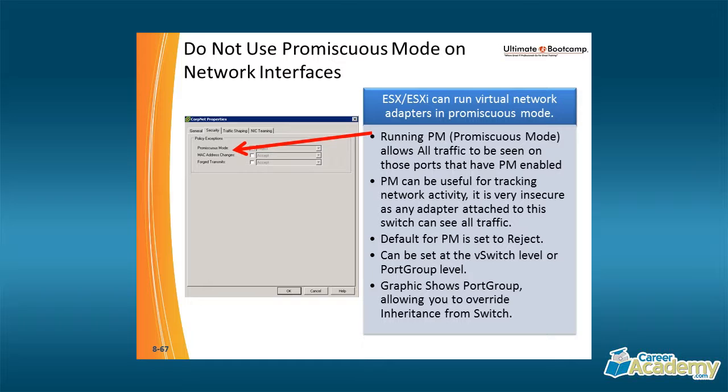So it's set to reject by default. We recommend leaving it at that level. It can be set at either the virtual switch level or the port group level, and that's what we want to keep in mind: make sure that's always set to reject.